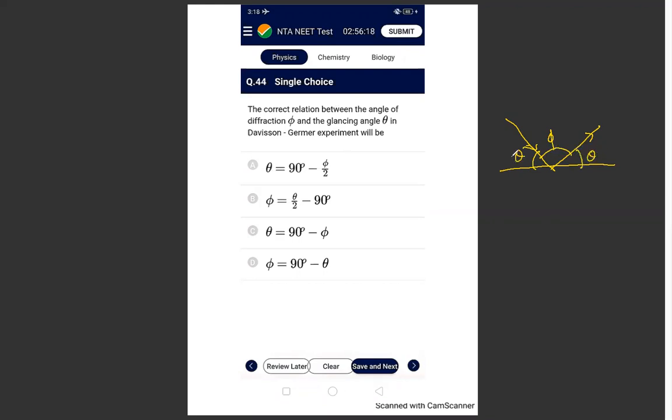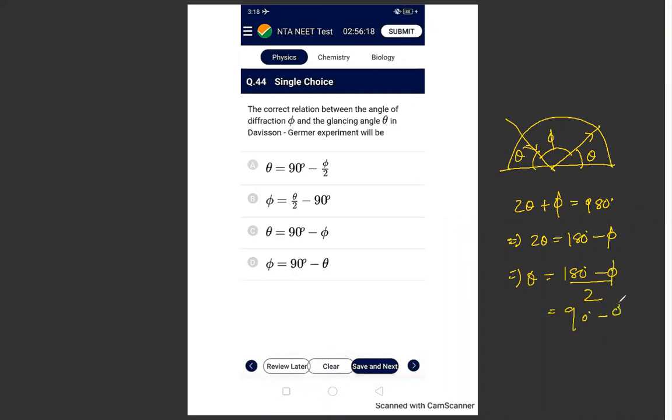As we know, all these three angles give you a sum of 180°. So we can write 2 theta plus phi equal to 180°. We are required to find the value of theta. So 2 theta equals 180 minus phi, so theta is equal to (180 minus phi) by 2. It comes as 90 minus phi by 2. The answer is option A.